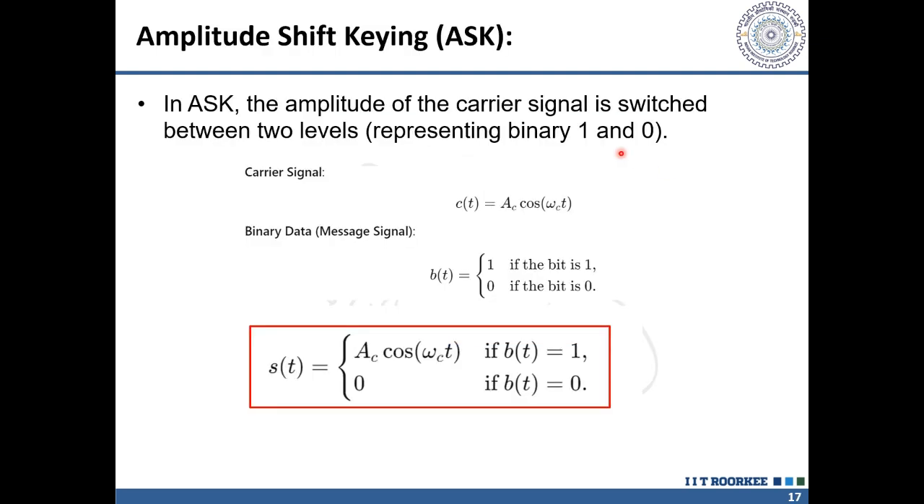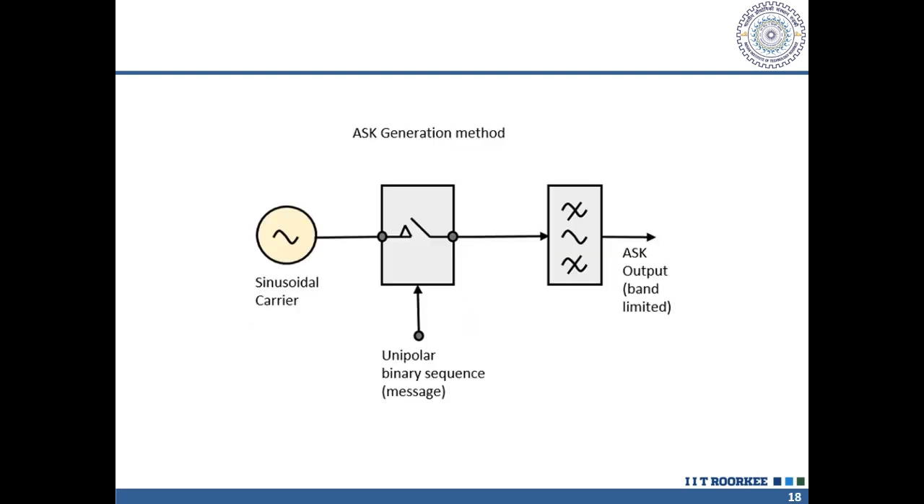Let's begin with amplitude shift keying. In amplitude shift keying, the carrier signal is switched between two levels, either one or zero. This is the carrier signal, and this is the message signal. It is one if the bit is one, and zero if the bit is zero. And the output we get is the original signal if the bit is 1, and the signal dies when the bit is 0. Okay. So this is the schematic diagram for the same.